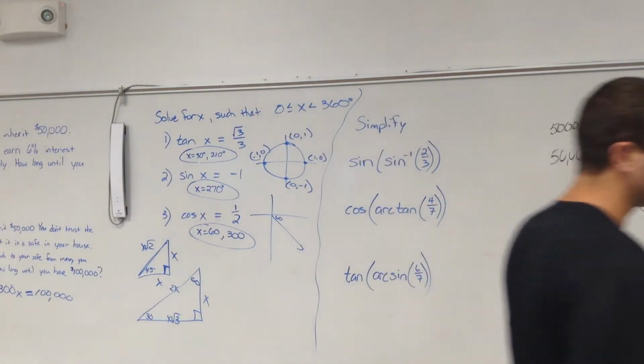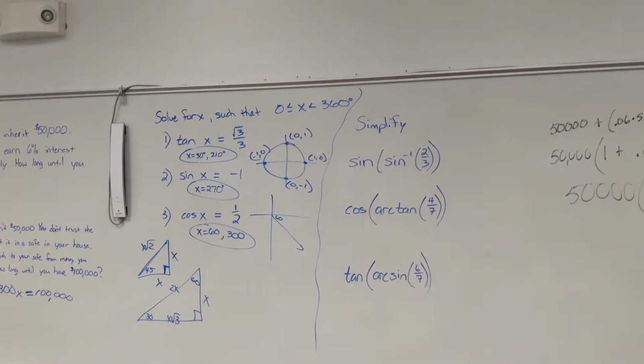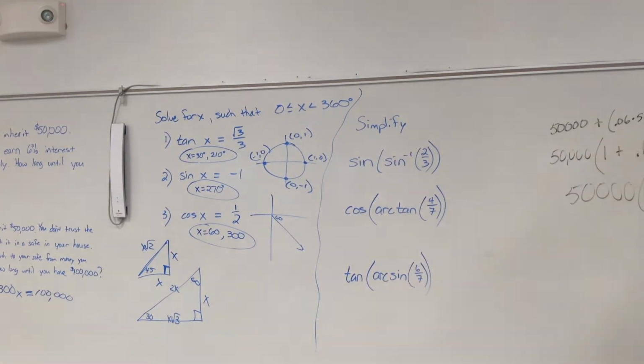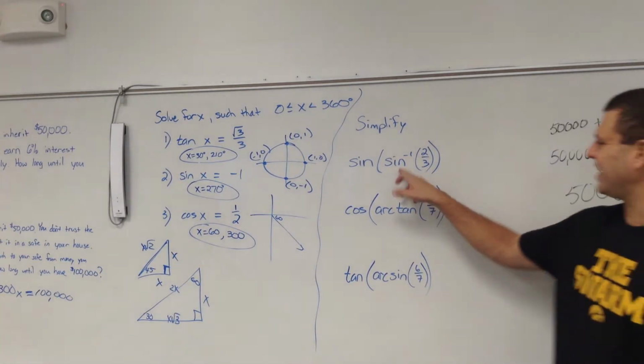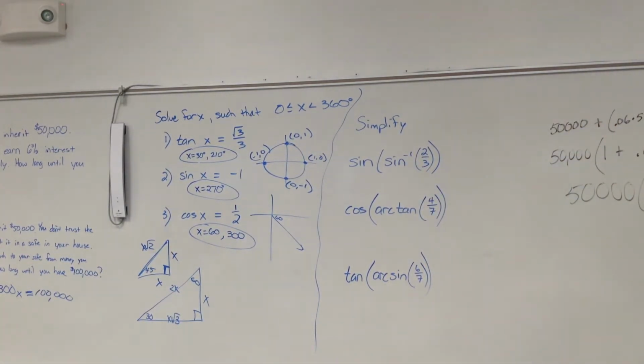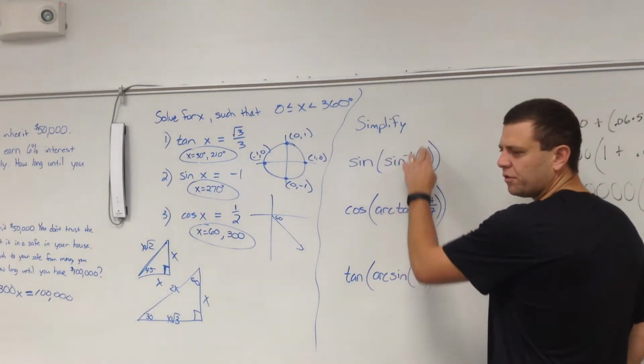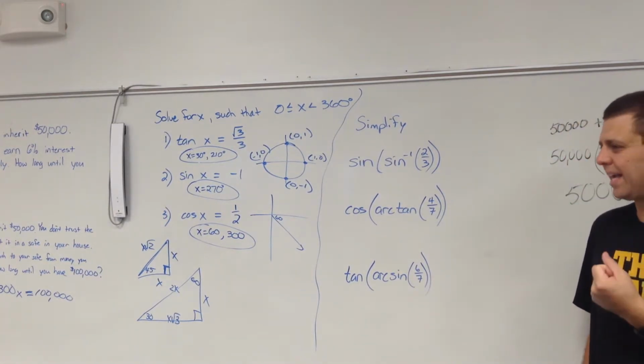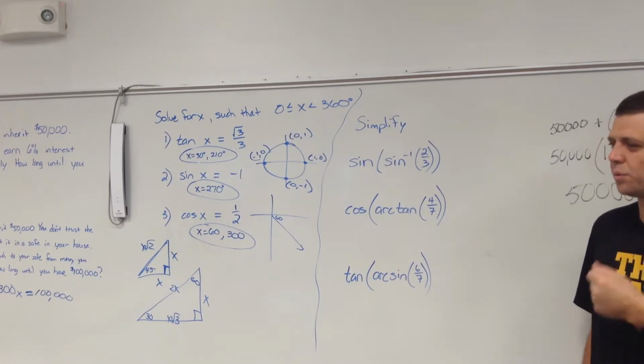Next, simplifying trig expressions. So we're going to simplify this right here. What does the sine to the negative 1 power mean? The inverse of sine. And what do inverses help you find? The angles. Inverses help you find angles. So when you see the inverse sine of 2/3, what you're really finding is the value of some angle whose sine is equal to 2/3.